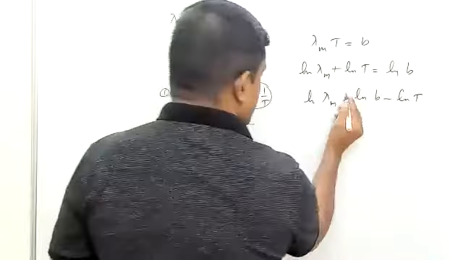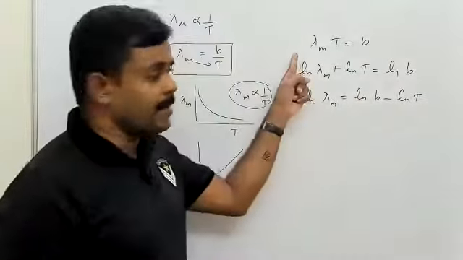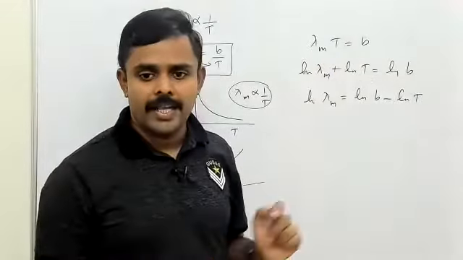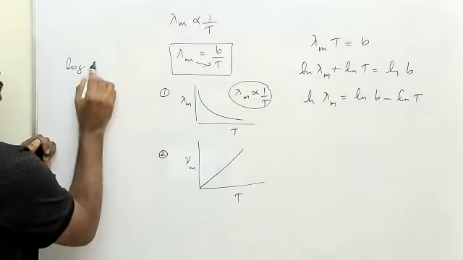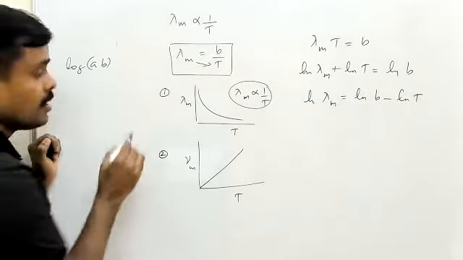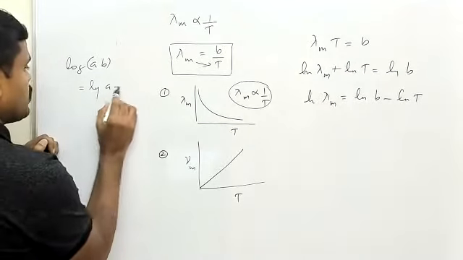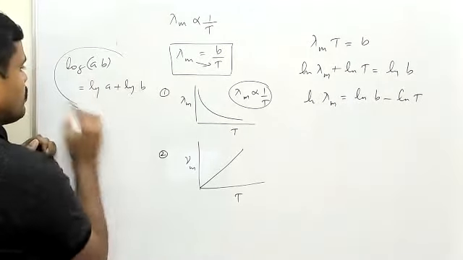I'll repeat one more time. This is lambda m into T is equal to b. I take the logarithm on either side. You learn one thing in lower classes: logarithm of a into b is equal to what? Logarithm of a into b is equal to log a plus log b. Do you remember this?